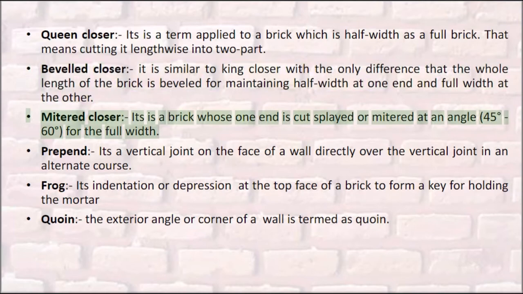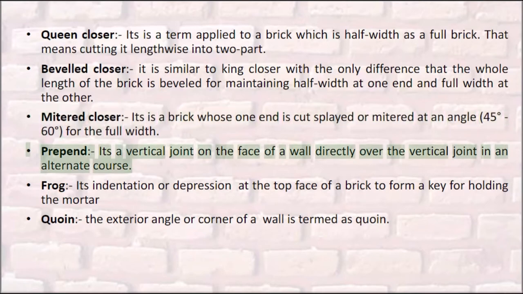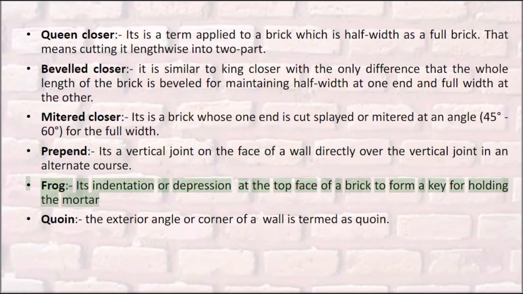Mitered closer, it is a brick whose one end is cut splayed or mitered at an angle, 45 degree, 60 degree, for the full width. Perpend. It's a vertical joint on the face of a wall directly over the vertical joint in an alternate course. Frog. It's an indentation or depression at the top face of a brick to form a key for holding the mortar.